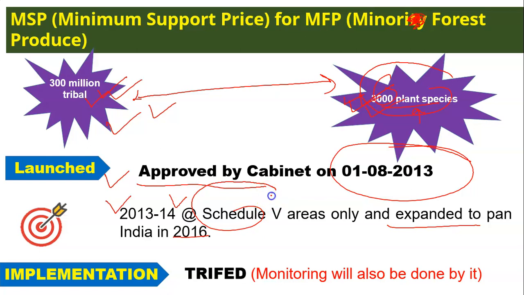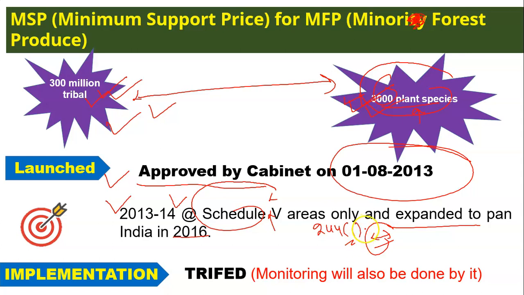Why have they chosen the Schedule 5 area? Actually, the administration and control of scheduled areas and scheduled tribal areas are addressed in the 5th Schedule of Article 244, and this is directly related to this area. Under this Schedule 5, according to Article 244 Clause 1, there are 10 states: Andhra Pradesh, Chhattisgarh, Gujarat, Himachal Pradesh, Jharkhand, Madhya Pradesh, Maharashtra, Odisha, Rajasthan and Telangana. In these areas you will find that tribal populations are living in very large numbers.